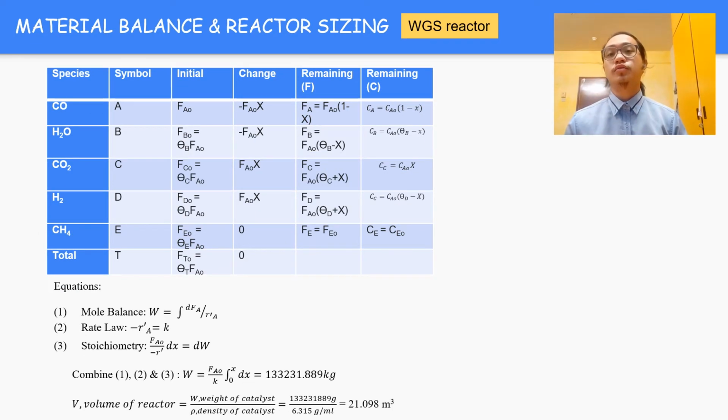Okay, so the next one is the WGS reactor. So using the same method as for the SMR reactor, firstly we construct a stoichiometric table, and then we list down the equations. After listing down the equations, we can find the weight of catalyst, and then by finding the weight of catalyst, we can find the volume of reactor. So the volume of reactor will be 232.52 m3.